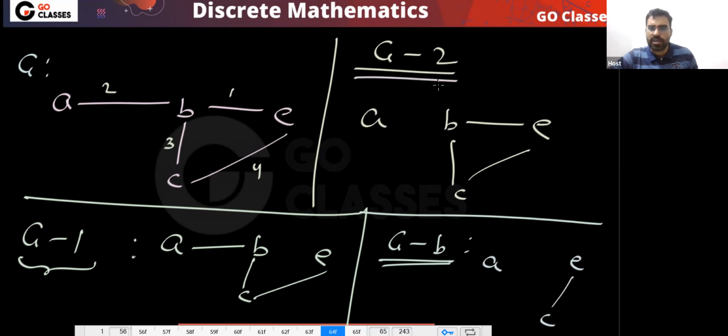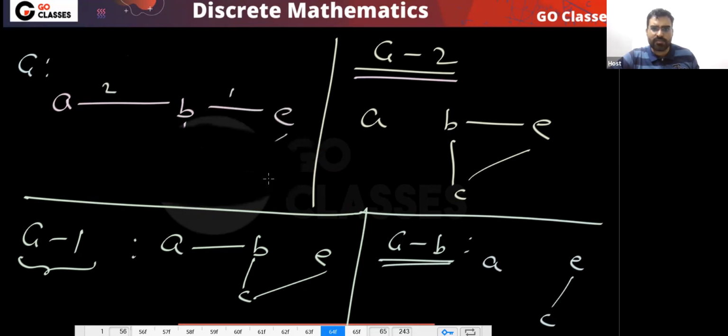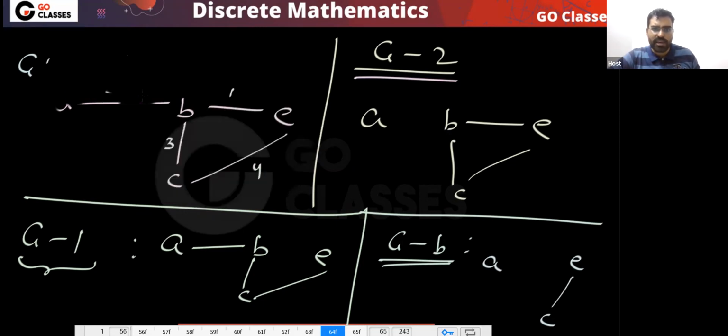Okay. So here you are removing an edge. Here you are removing a vertex. If I remove this vertex, now these edges are gone. If I remove this vertex, this is what I will get. If I remove A, this is what I will get. If I remove edge 2, this is what I will get. If I remove edge 1, this is what I will get. If I remove edge 4, this is what I will get. Okay.